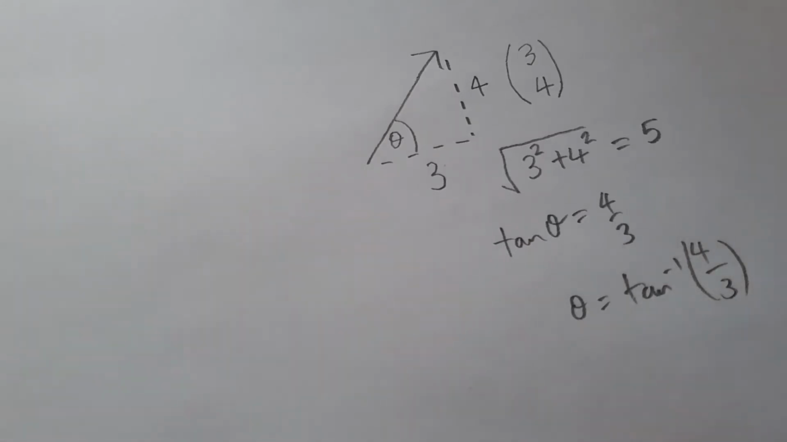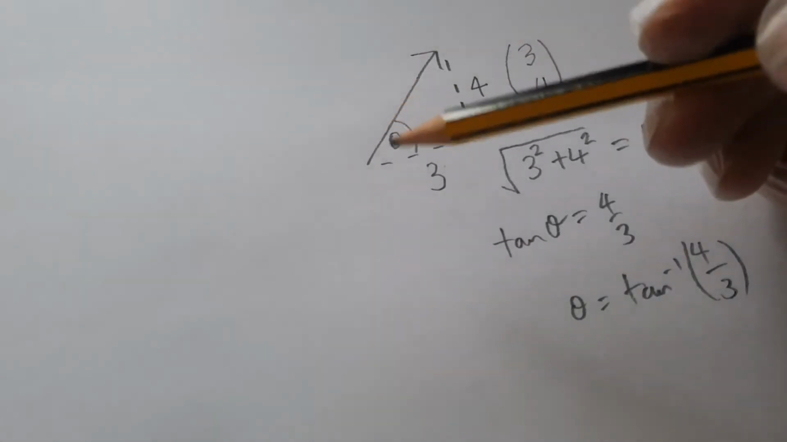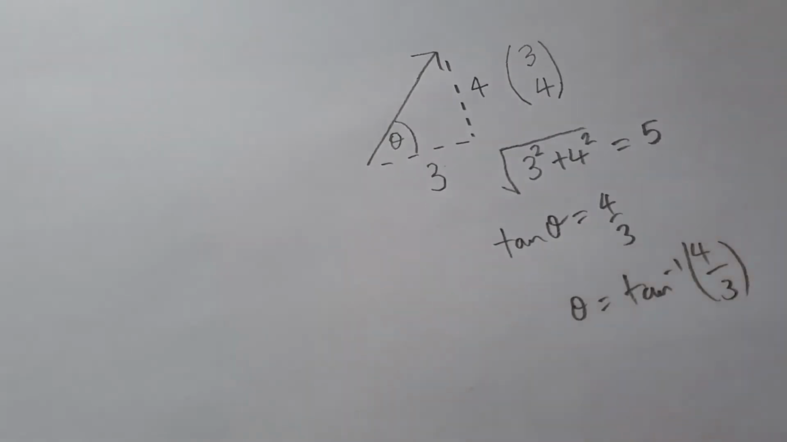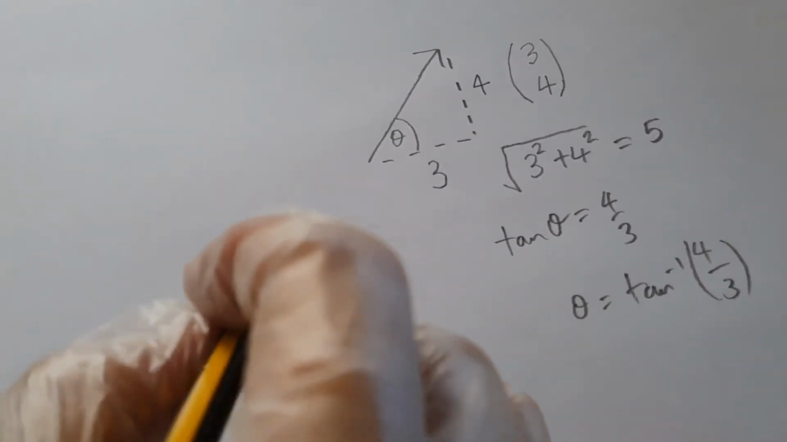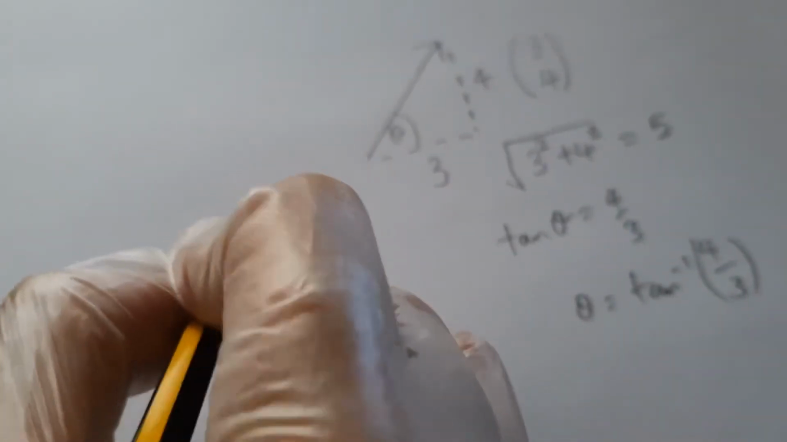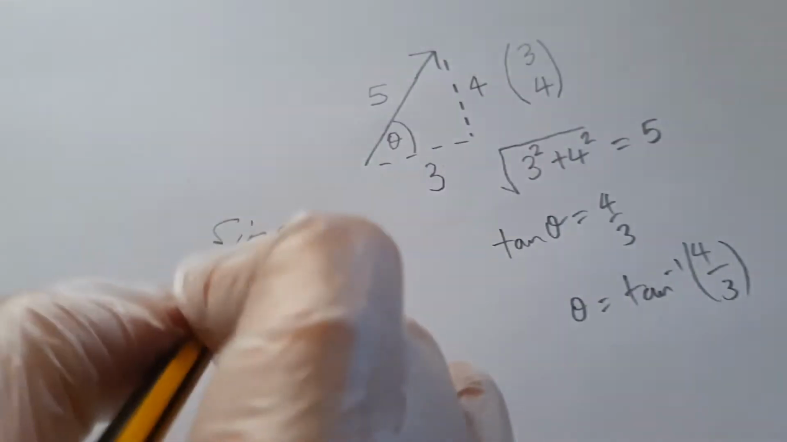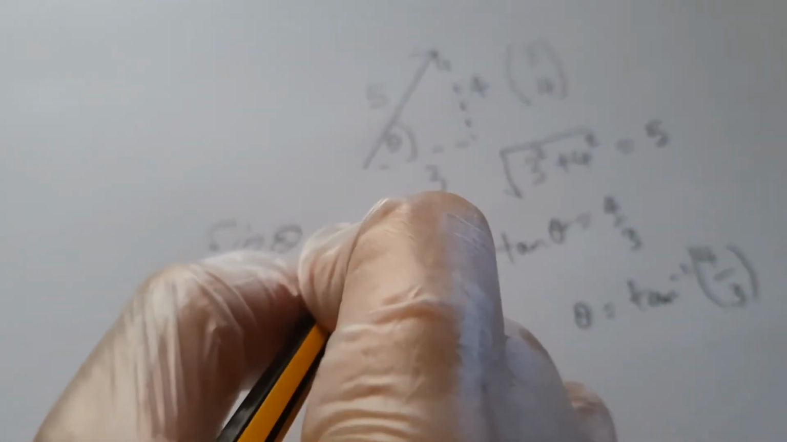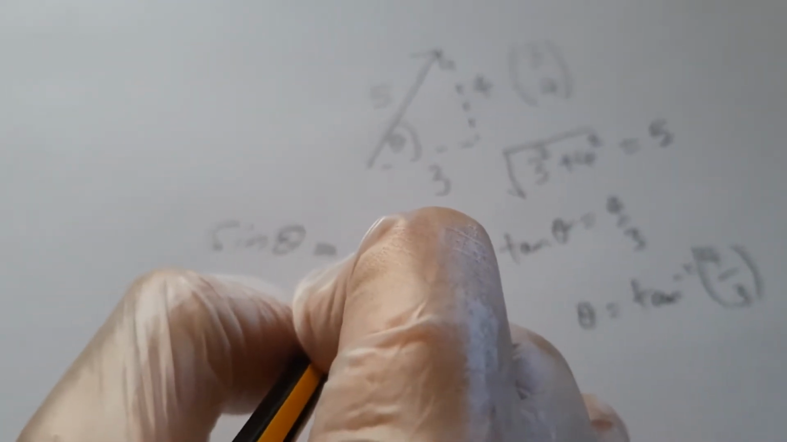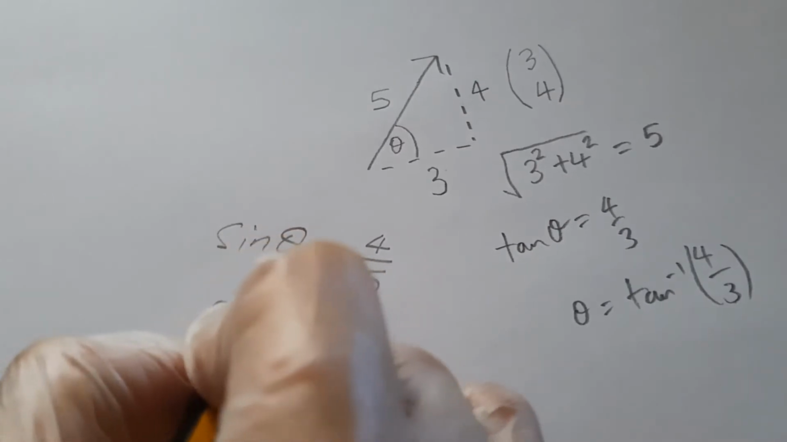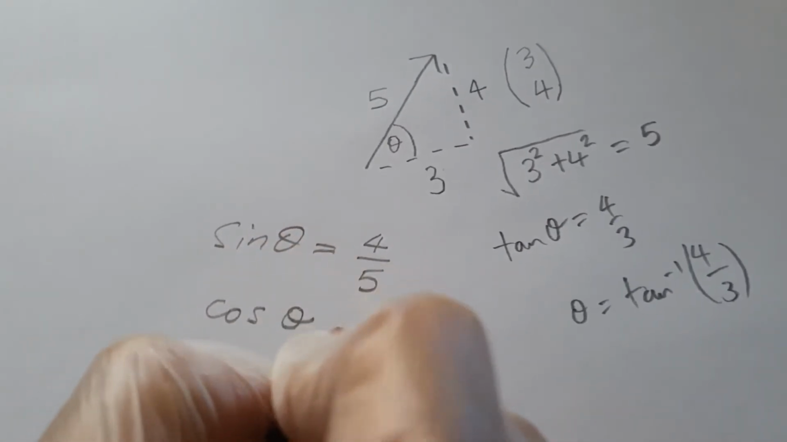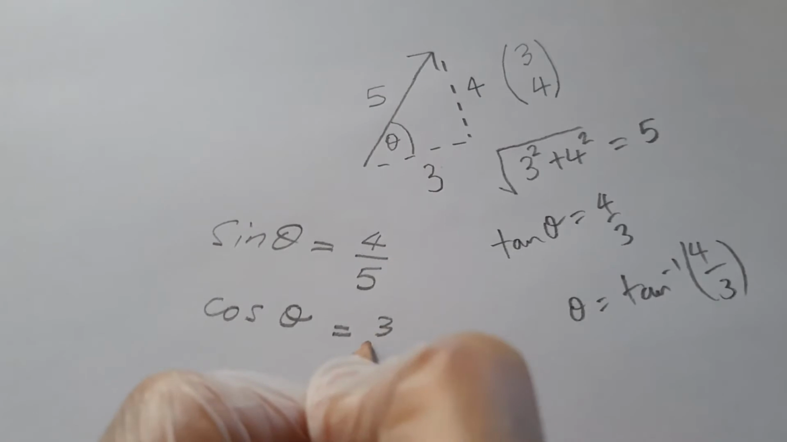what is sine of theta? So sine theta is opposite over the hypotenuse. In this case, let's just label that as 5. So sine theta is equal to 4 over 5. Cos theta is equal to 3 over 5.